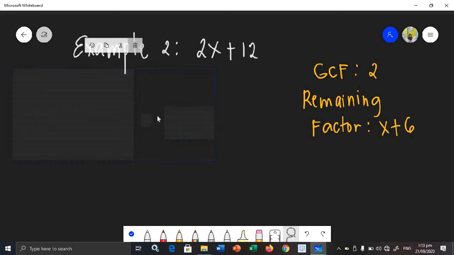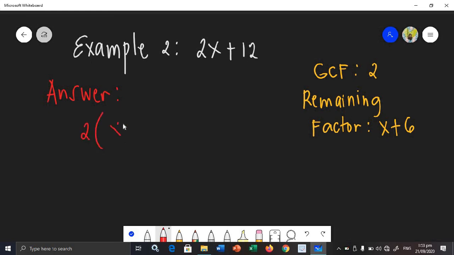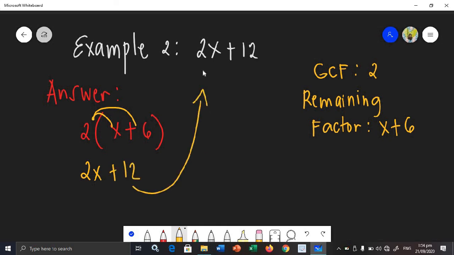And then let's combine our factors here. So therefore, our answer, or the factors of the given, will be 2 quantity x plus 6. So if you want to check, you can distribute 2, just like what we did earlier. So 2 times x, that is 2x. 2 times positive 6, that is positive 12. Same lang na makukuha nyo sa given natin. If you get the given, therefore, tama yung factors ninyo.